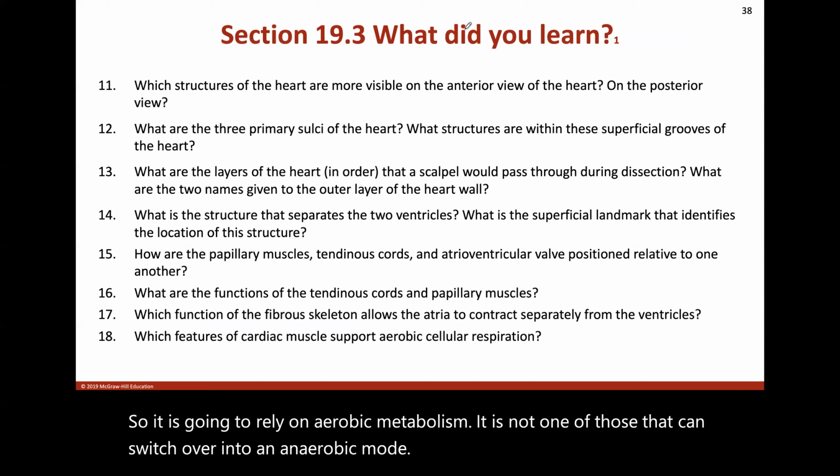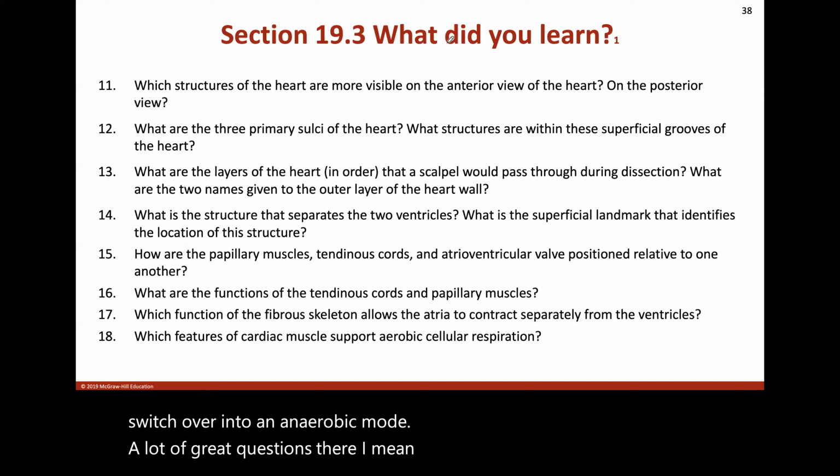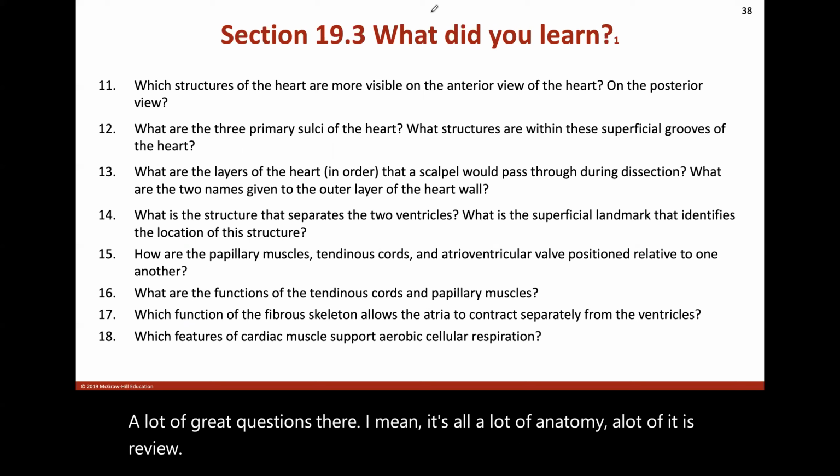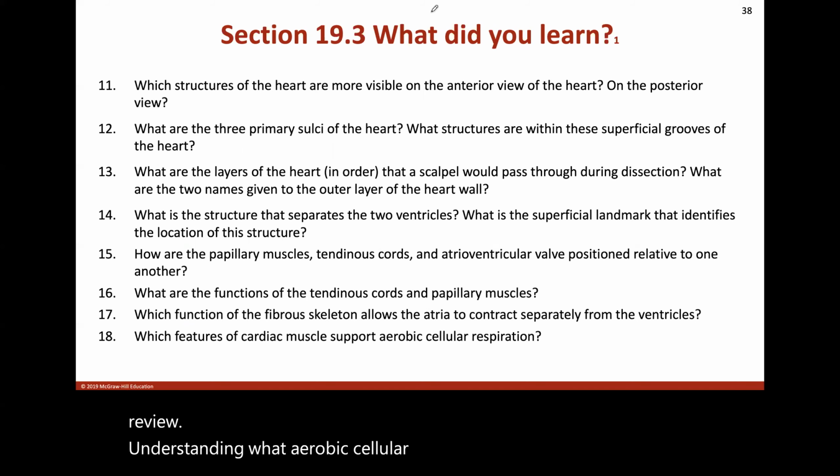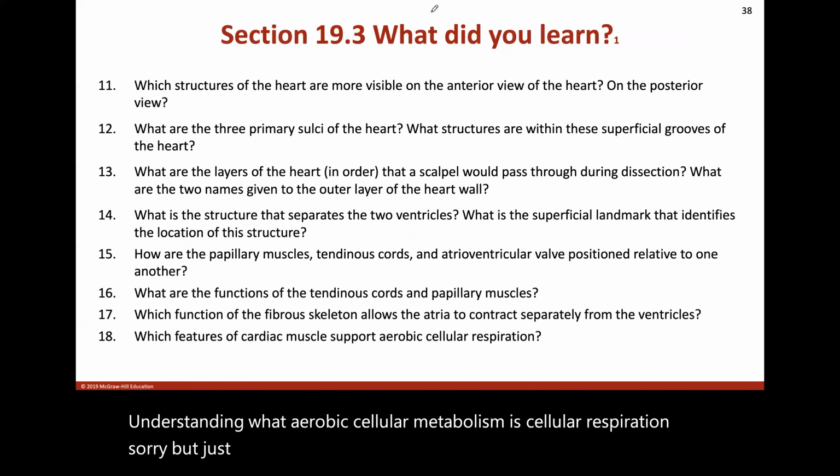A lot of great questions there. I mean, it's a lot of anatomy. A lot of it is review, understanding what aerobic cellular metabolism is, cellular respiration, sorry. But just a lot of anatomy.